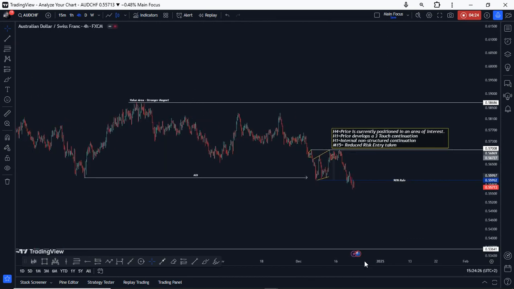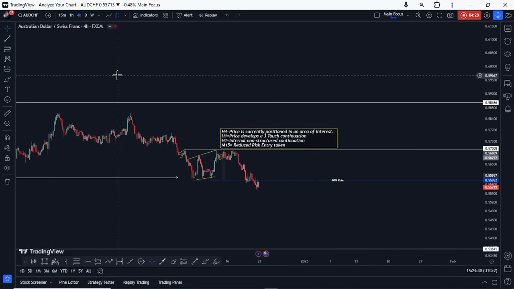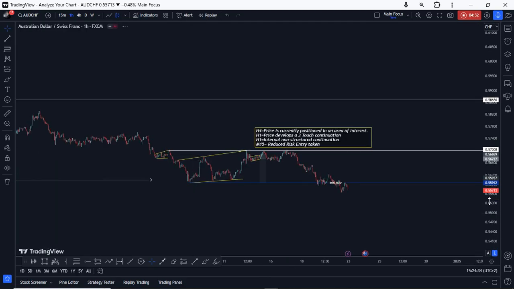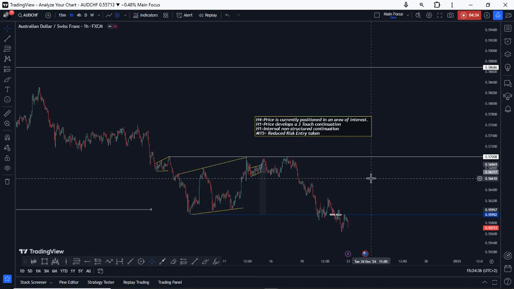I label this as an area of interest. I move on to H1. There isn't much to say on H4. So on H4, price is currently positioned in an area of interest, which was this area of interest.